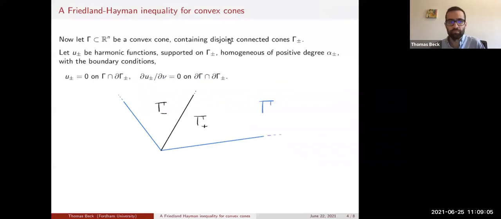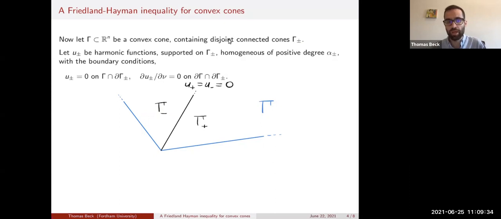Well, we now consider, just like in the classical case, harmonic homogeneous functions which are supported on these two cones, gamma plus and gamma minus. And then we impose some boundary conditions on these harmonic functions. And what do we impose? Well, we impose that u plus and u minus vanish on the common boundary between gamma minus and gamma plus, very analogous to the original inequality.